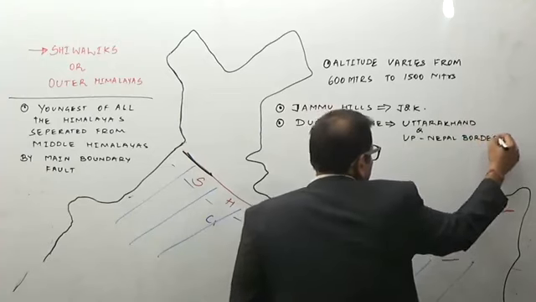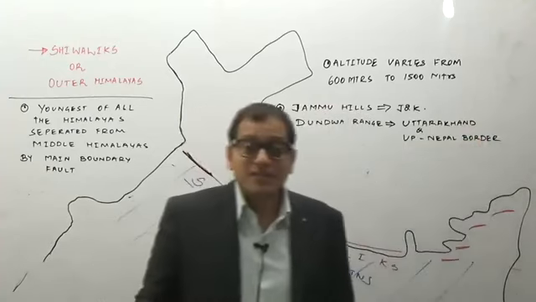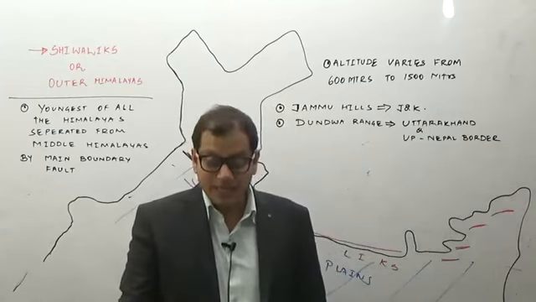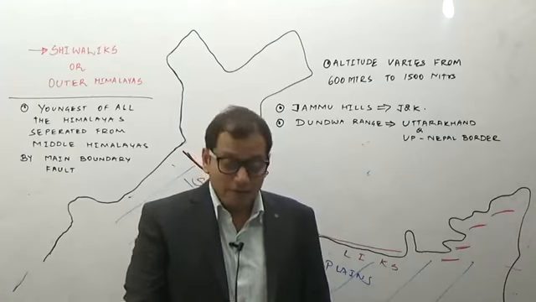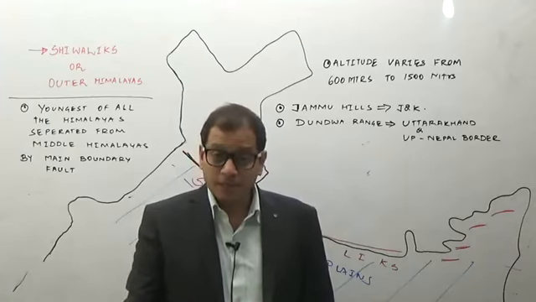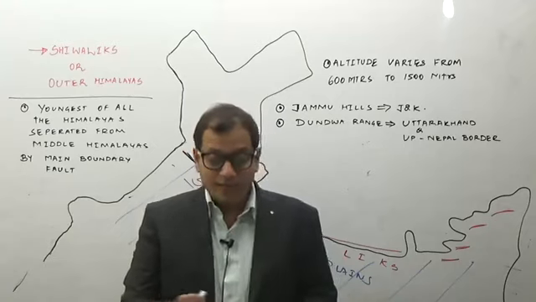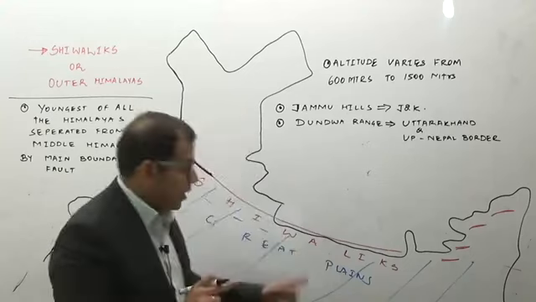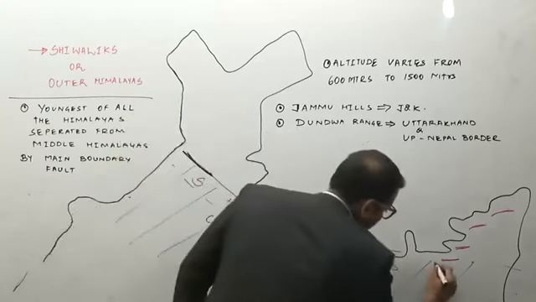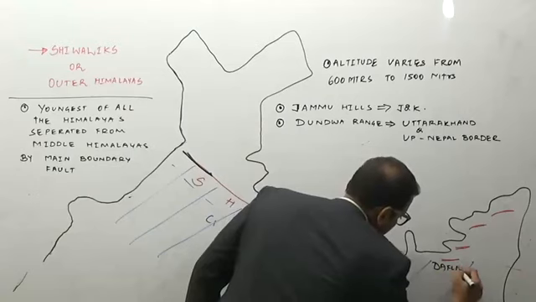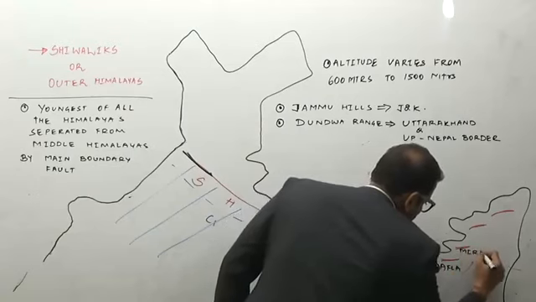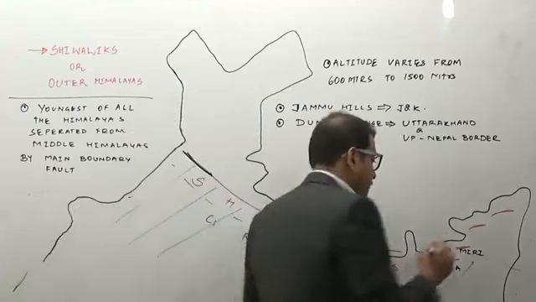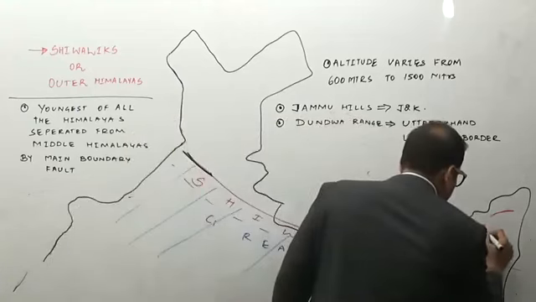But what is more important from your exam point of view is that they are known by different names in Arunachal Pradesh, and the names there are Dafla, Miri, Abhor and Mishmi Hills. Now do open your atlas. After I finish this, I will show you which page of the atlas. But do draw this. They are known as Dafla, Miri, Abhor and Mishmi Hills.